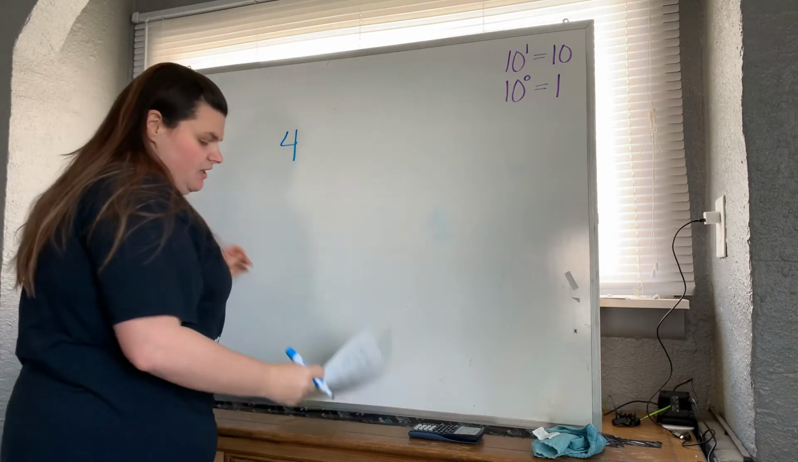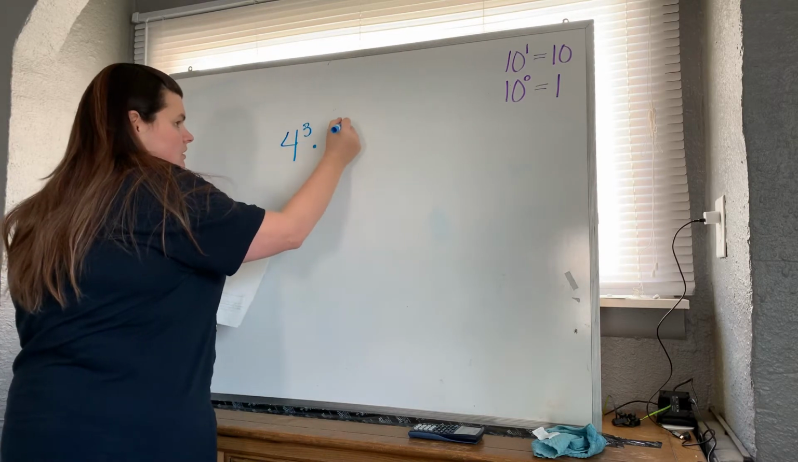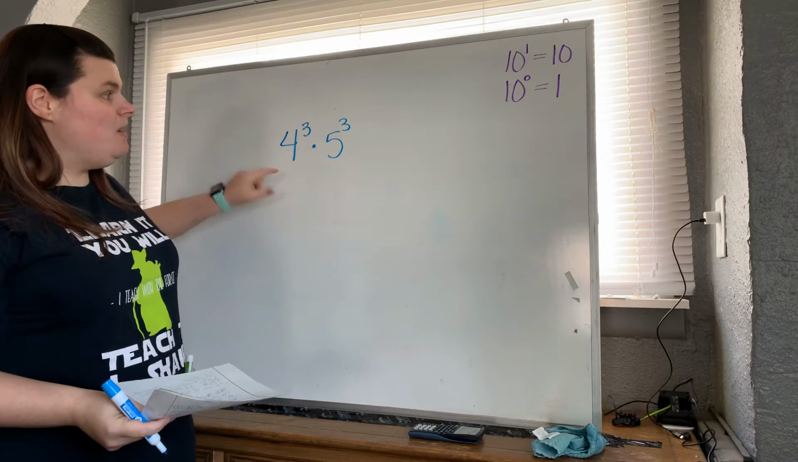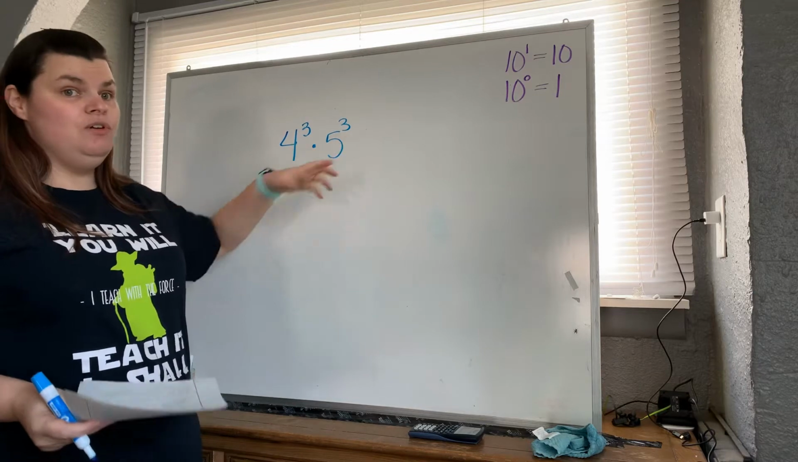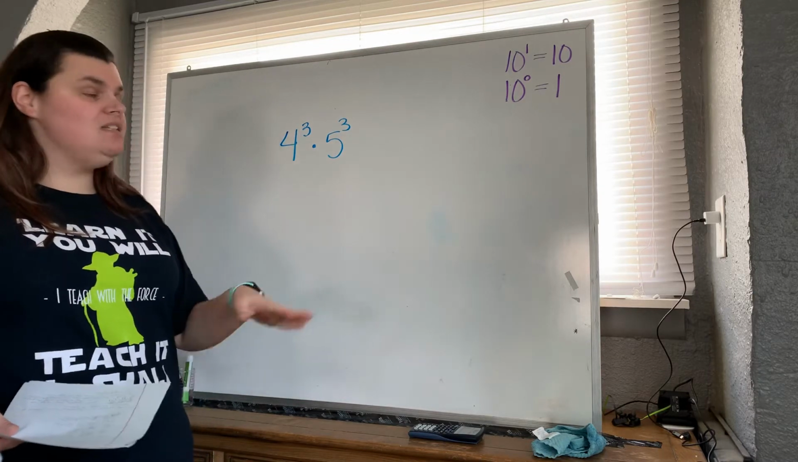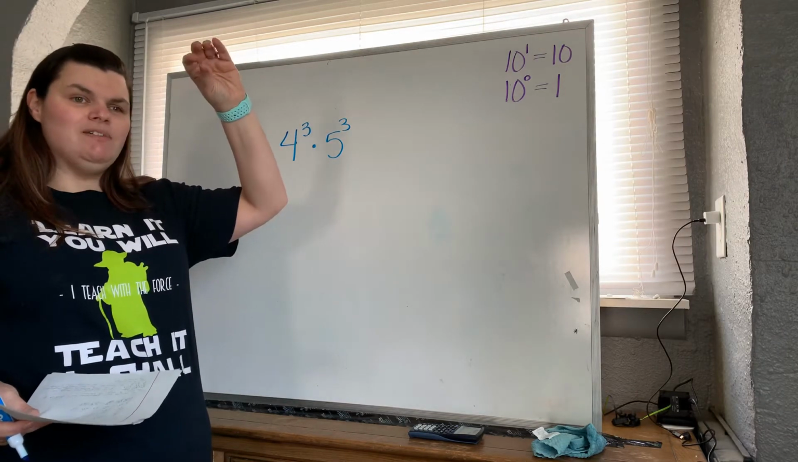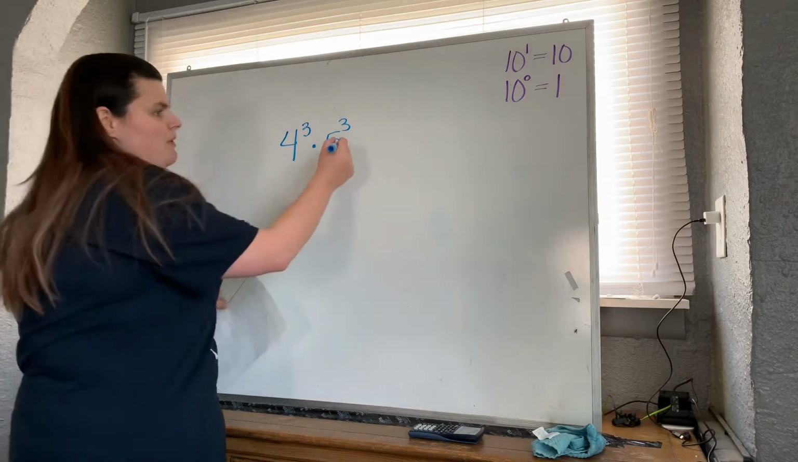So if we have something like 4 to the third times 5 to the third. So in this case, all right, my bases don't match, but my exponents do. Okay, so this step that we're doing works if your exponents match and your bases don't. So all this is, remember when we talked about if I had an exponent on the outside of the parentheses, how I had to go to everything inside? Well, we can kind of undo that process.